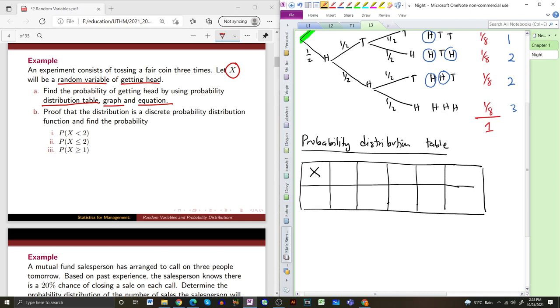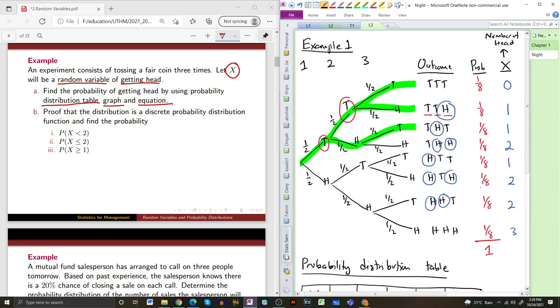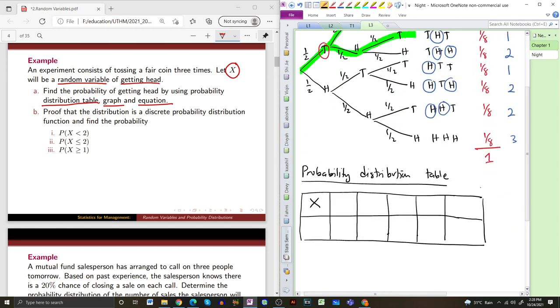The x is actually the number of heads, as you can see here. The number of heads x you get: the lowest number is 0, the next number is 1, the next number is 2, the next number is 3. We write here total. So this is how you find the random variables and present this in the table.